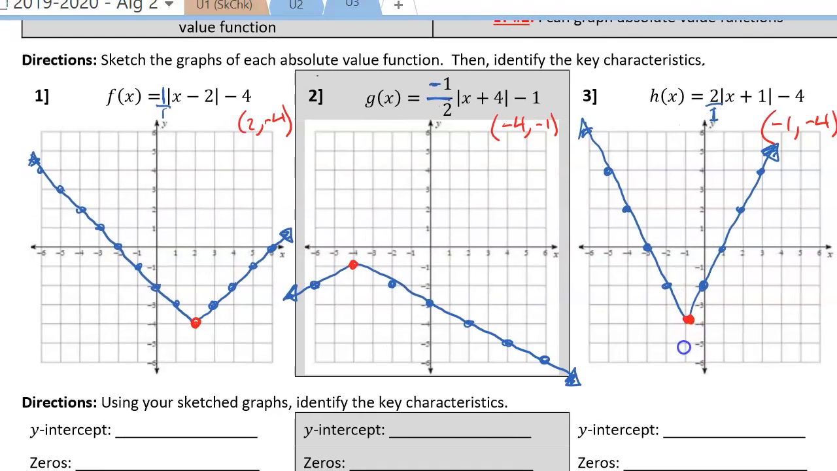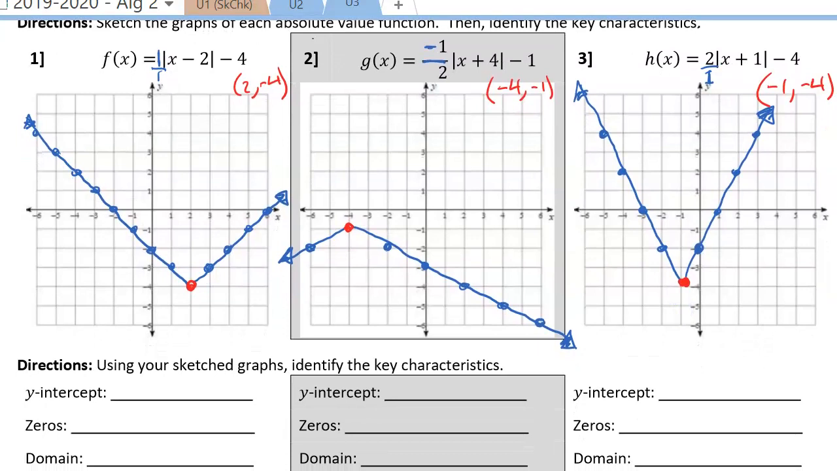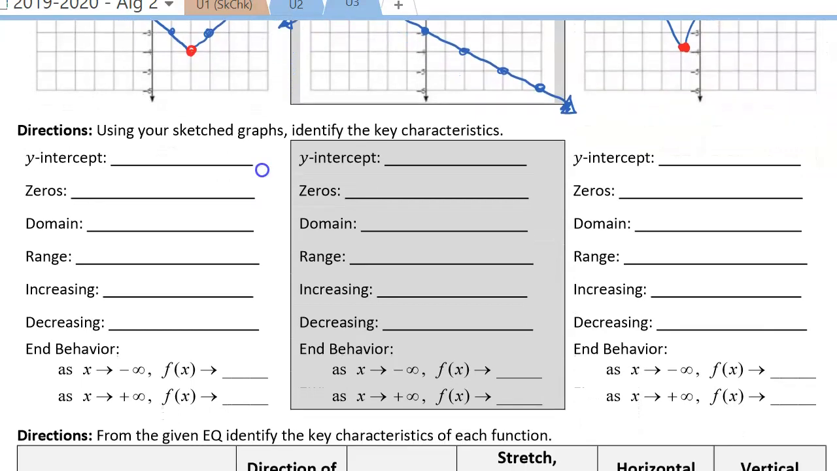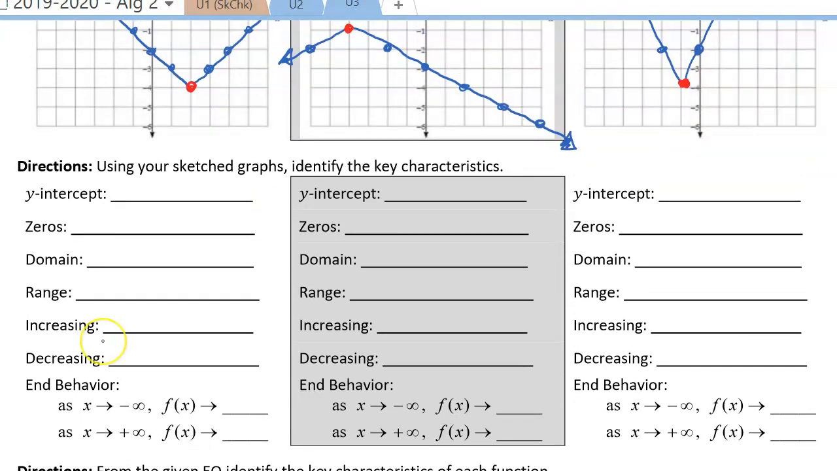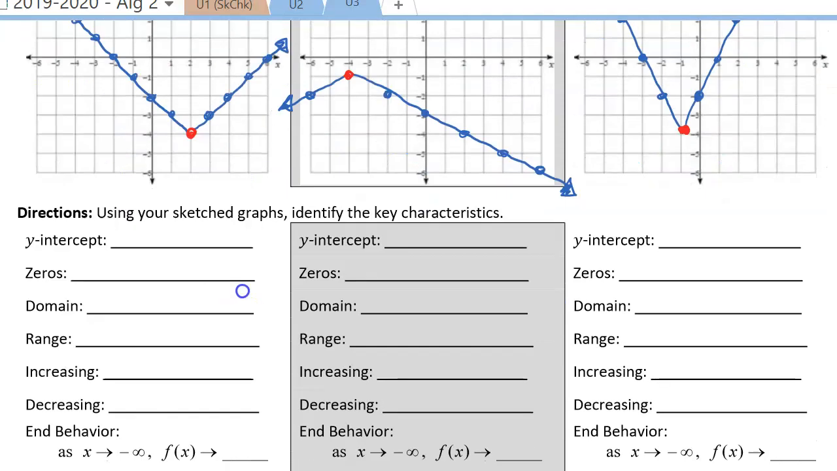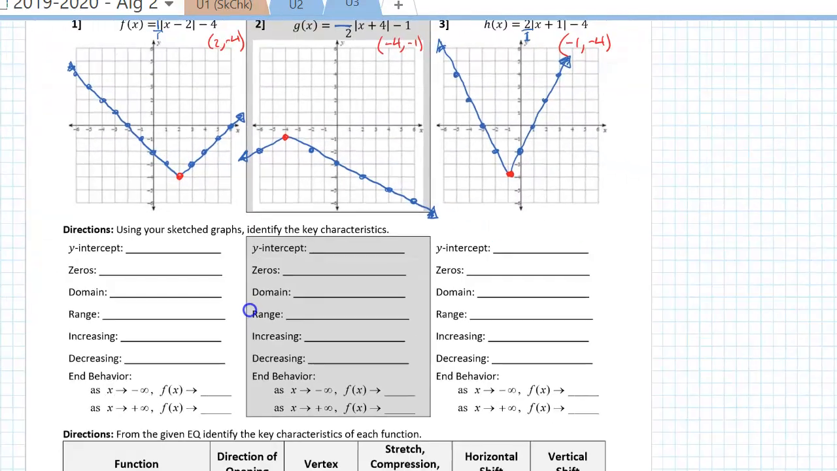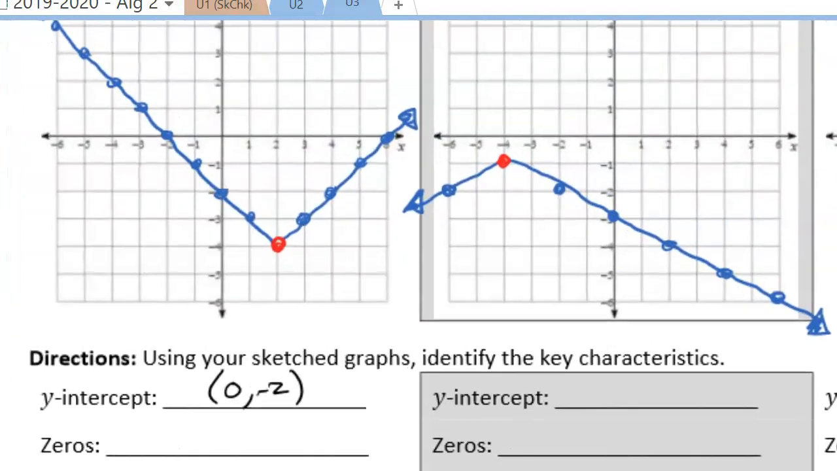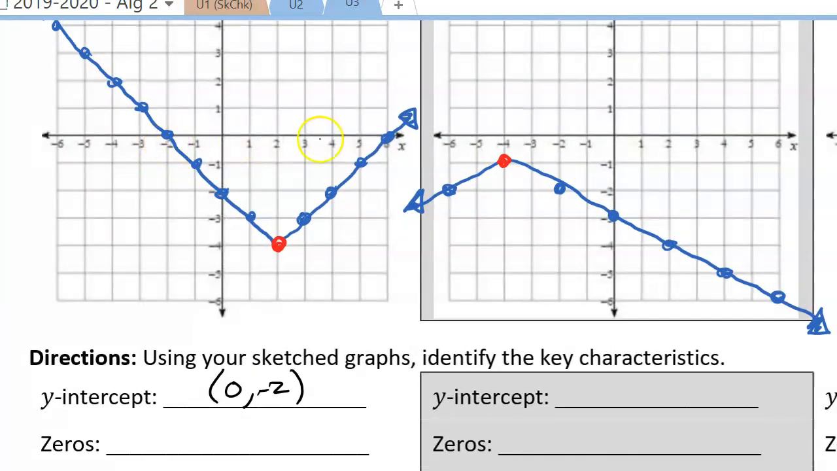Okay, so now that we have all of the graphs done, we can go ahead and work to identify the key features. We'll start with number 1. We need to identify y-intercept, zeros, domain, range, increasing, decreasing, and end behavior on all of these. So starting off, visually looking, we should be able to see that our y-intercept is at -2, the point 0, -2. For our zeros, we look where it crosses the x-axis. We see 2 key points at -2, 0, and 6, 0.